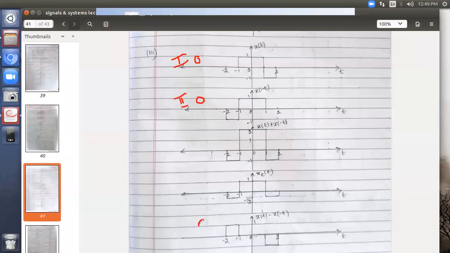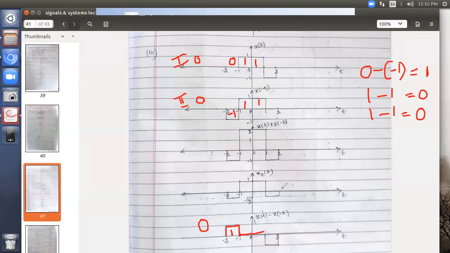0, 0, 0. Nothing. After this, here you have 0 amplitude, here you have minus 1 amplitude. So 0 minus of, because I am subtracting, minus of minus 1 is plus 1. That's why if you observe minus 2 to minus 1, you have a plus 1 amplitude. After this, check, this is 1 amplitude, this is 1 amplitude. 1 minus 1, 0. Then subtract 1 minus 1, 0. The same 0 line is continued.